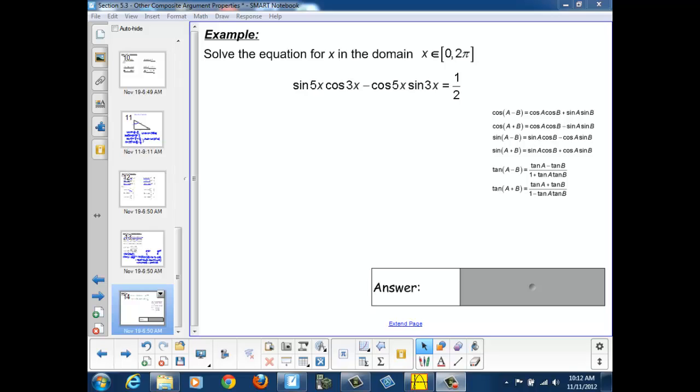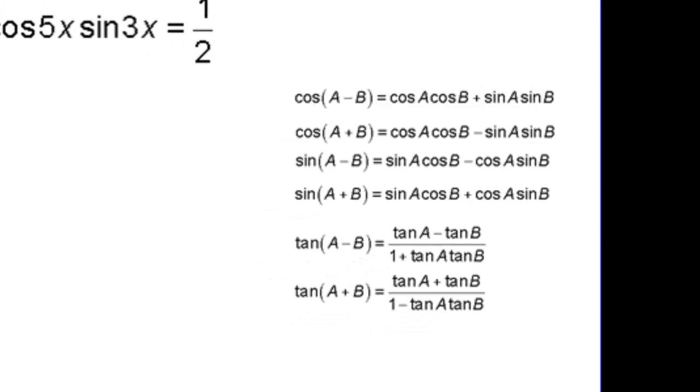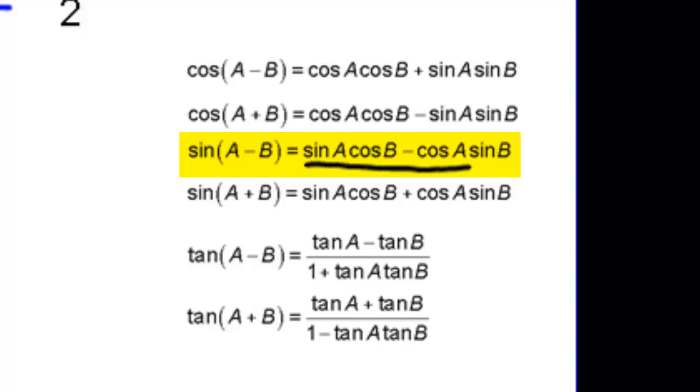Well, first I see that I have this combination of sines and cosines. So I pull out my list of composite argument properties and I try to match the pattern that I see in the question, where I have a sine times a cosine minus a cosine times a sine. I look through my different properties and I see a sine times a cosine minus a cosine times a sine right here in that third property.